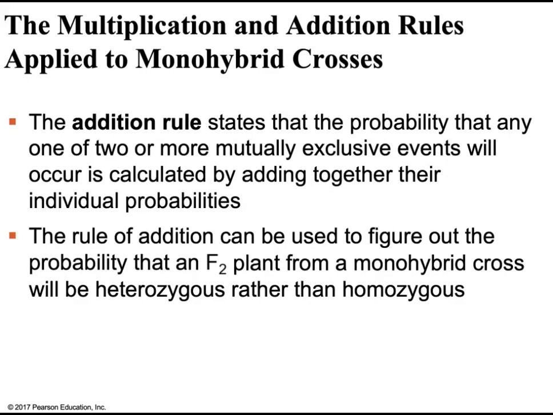That was the multiplication rule. There's another probability rule called the addition rule. The addition rule states that the probability that any one of two or more mutually exclusive events will occur is calculated by adding together their individual probabilities. Mutually exclusive means two events that cannot happen at the same time. For example, the rule of addition can be used to figure out the probability that an F2 plant from a monohybrid cross will be heterozygous rather than homozygous.